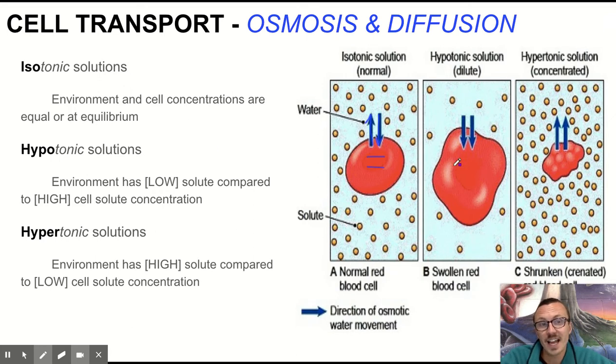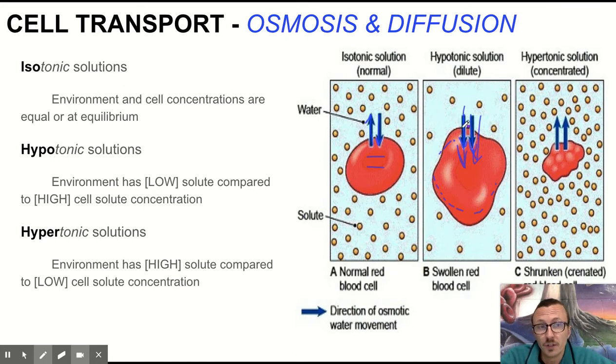Now, if we look at this next red blood cell, whoa, that does not look like a good day. If that was happening inside of you, it would not be good. So what's happening? Where's the water going? It looks like water is rushing into the cell. We got a lot of water moving into this cell, and what's happening? Well, the cell is getting bigger, right? It's swelling with water. Now, why might that happen?